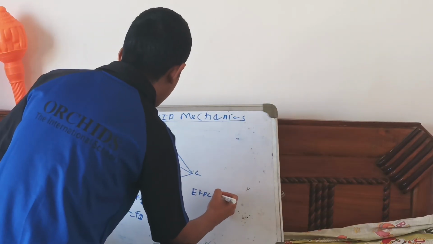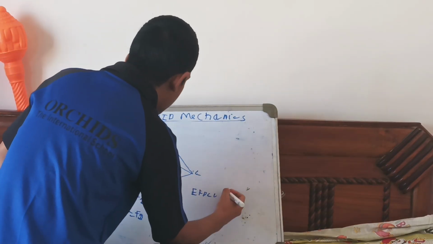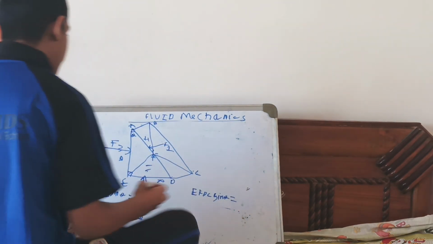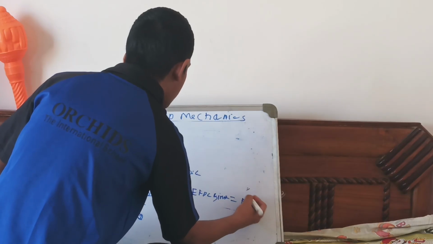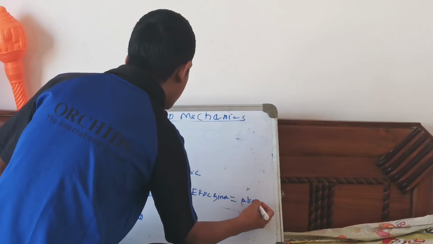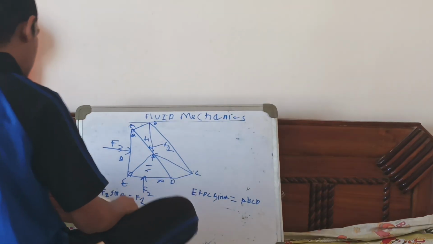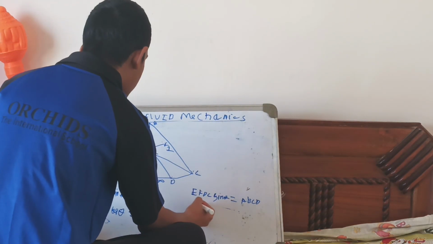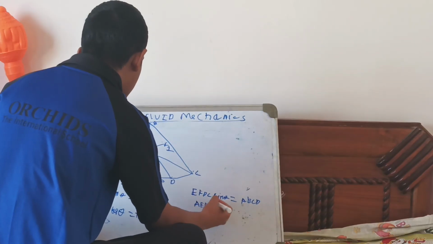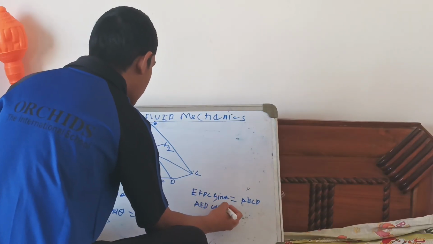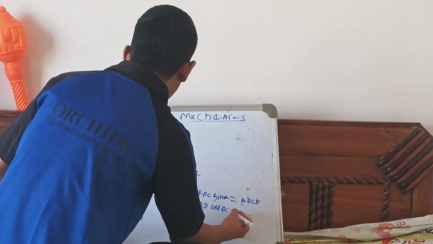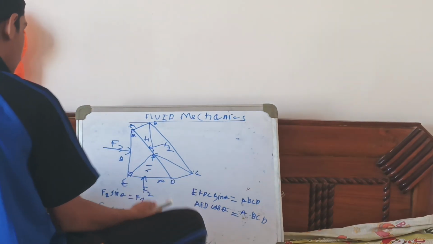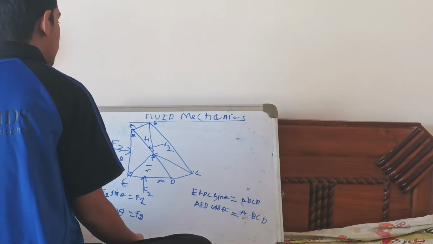and cos, sine theta equal to ABCD, and F3 will be AE times cos theta equal to ABCD. Now use the pressure formula.